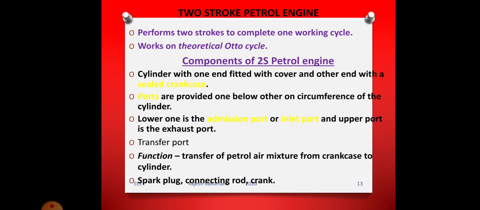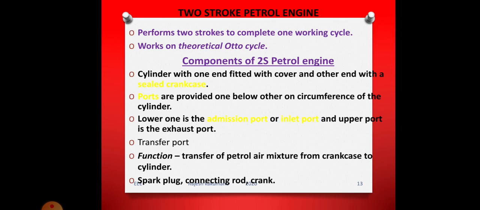Now see the first point, a cylinder with one end fitted with a cover and the other end with the sealed crankcase. One end has the cylinder cover, the other end is fitted with the sealed crankcase. Next, port. When it is a 2-stroke, you have to think about the port, not valves. Where are valves? Only in 4-stroke petrol engines and 4-stroke diesel engines. Where are ports? Only in 2-stroke petrol engines and 2-stroke diesel engines.